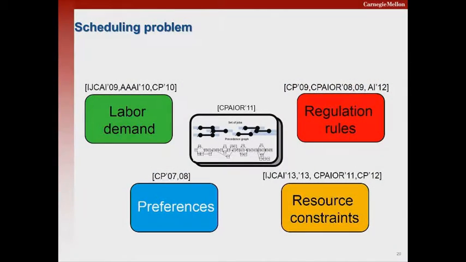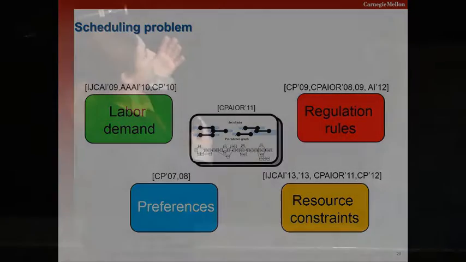So we'll look at scheduling. Suppose a user wants to express his scheduling problem. He might want to express labor demand constraints. Another example is regulation rules. If you have employees, you need to build a schedule, and the schedule has to comply with regulation rules. People might have preferences. You might have resource constraints, and so on.